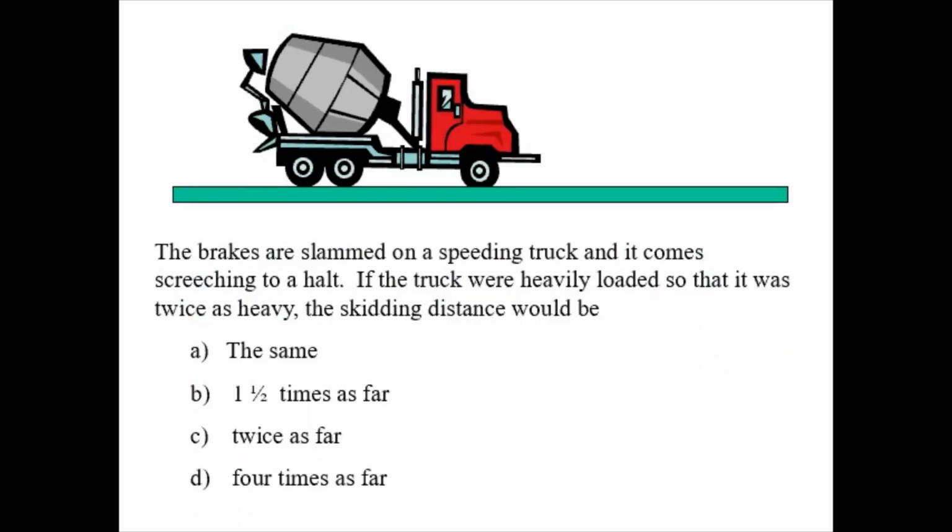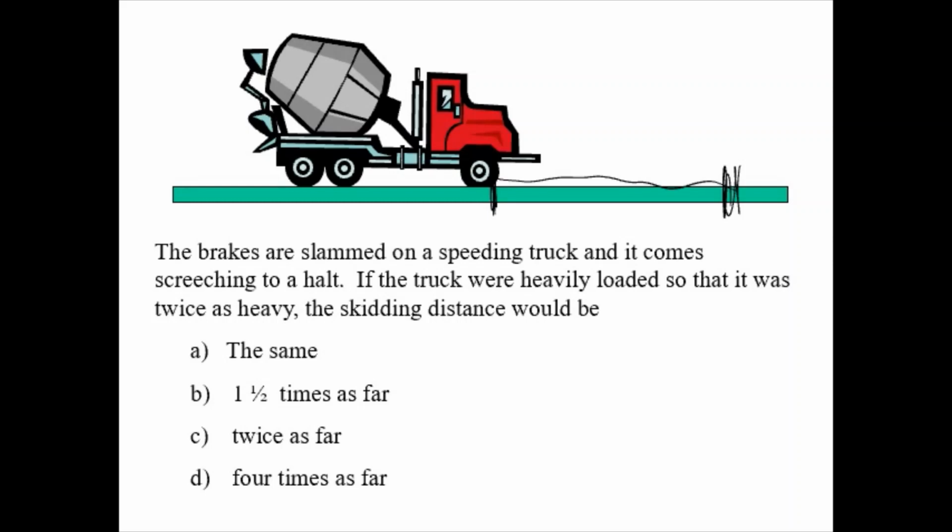All right, let's see how well you're understanding this so far. Here we have a diagram, a picture of a cement truck, a concrete truck, rolling along. The brakes are slammed on that speeding cement truck, and it comes screeching to a halt. Okay, so we're going to pretend that it doesn't have anti-lock brakes just to keep our thinking simple here. So let's say the truck's flying along and then it slams on the brakes and it skids, sliding on the road, and it stops over here. So it skids to a halt with its wheels sliding on the road.